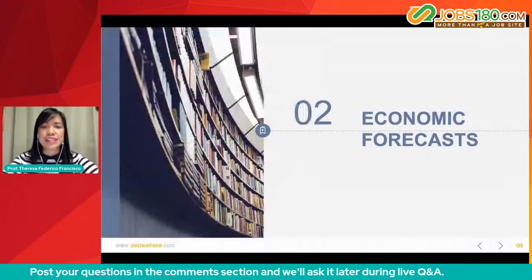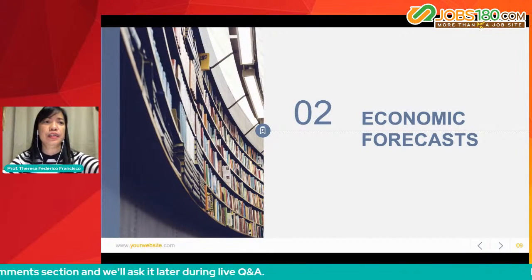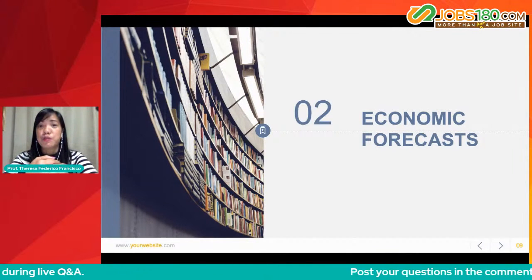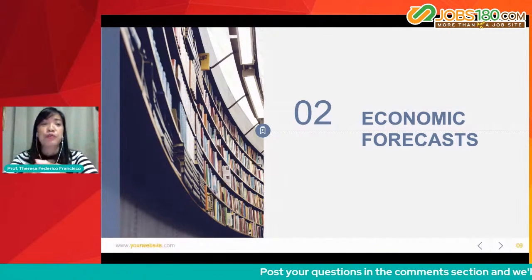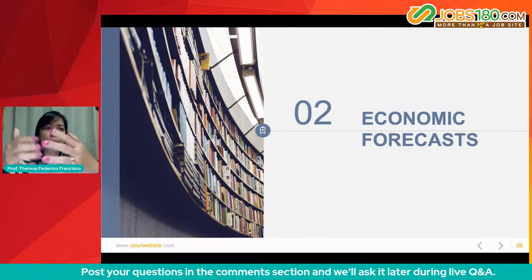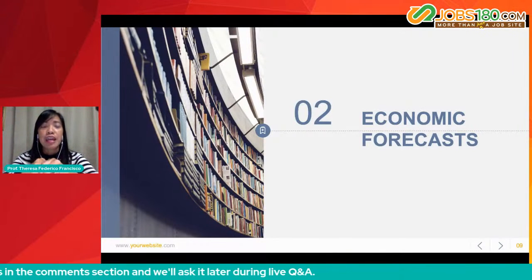Now let us take a look at the economic forecast. Nevertheless, we are seeing early signs of recovery, hopefully, of course, we are looking for that. The manufacturing purchasing managers index rose to 49.9 in November, close to 50.